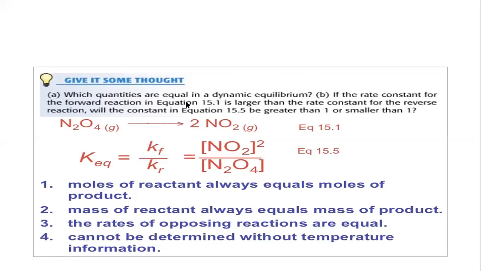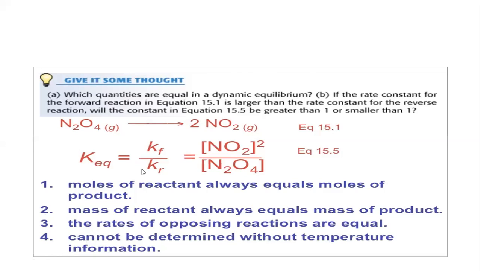Which quantities are equal in a dynamic equilibrium? So there are two parts to this question. The first part has these as your alternative answers. You are going to select whether 1, 2, 3, or 4. Which quantities are equal in a dynamic equilibrium?